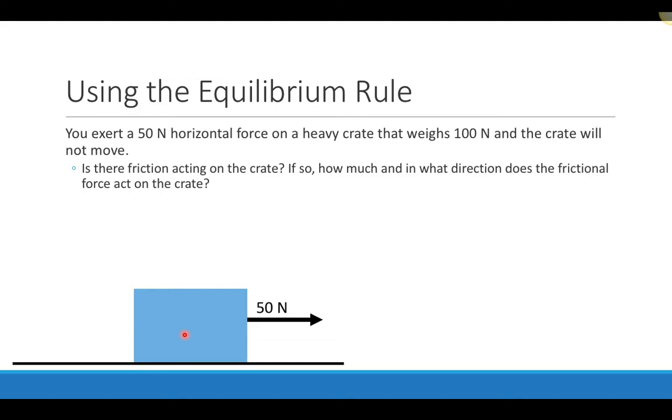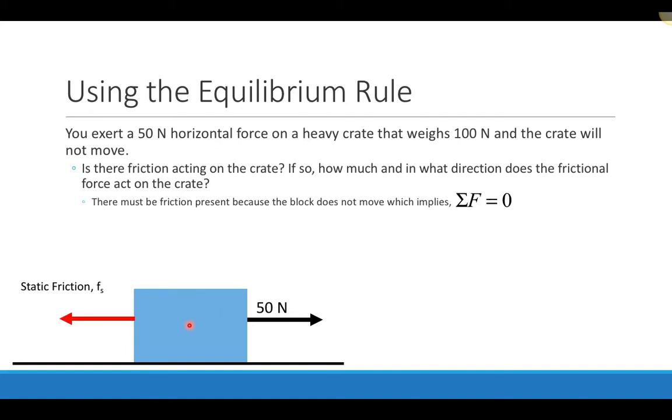The first thing is we know there has to be some other force acting on this crate because the crate is at rest. If it's at rest and it has 0 acceleration, it has to have 0 net force. So if there's a force acting to the right, there has to also be a force acting to the left. There has to be something else present. We know that this is static friction because the block is not moving. There's no relative motion between the surface of the block and the surface that the block is sitting on. So there's definitely a static frictional force.